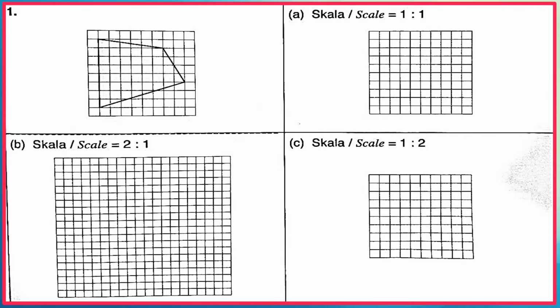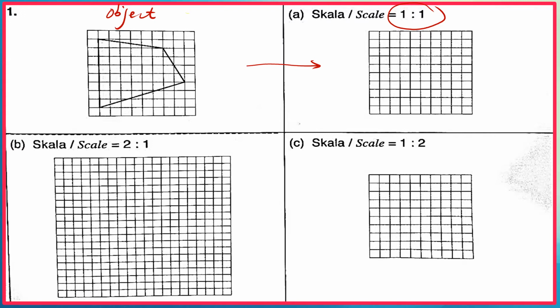Okay, so this is the exercise from your workbook. The question is, draw the scale drawing according to the scale given. So this is your object. For A, the scale is 1:1. If the scale is 1:1, meaning the drawing is the same as the object. So you draw exactly the same drawing as the object, and make sure you use a ruler.